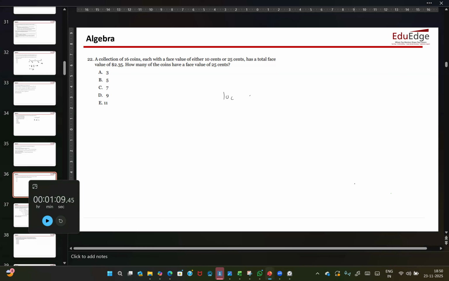So we have 10 cents and 25 cents. I put this as X and Y. We've been given total is 16, right? So always total column towards the end. So this total is 16.